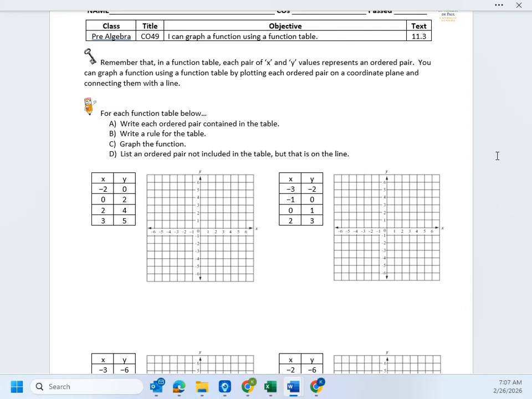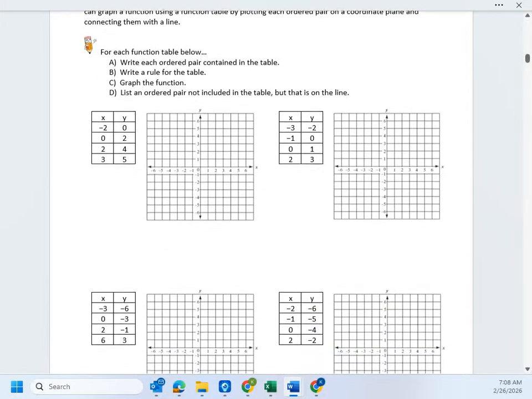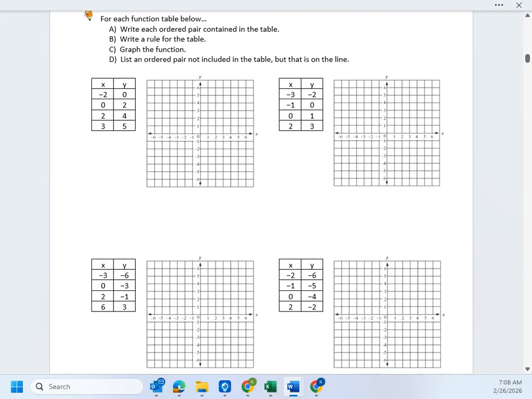Remember that in a function table, each pair of x and y values represents an ordered pair that we can graph on our coordinate plane. You can graph a function using a function table by plotting each ordered pair on a coordinate plane and connecting them with a line. Remember that lines have arrows on the end because they go on forever. So if we're drawing a line, make sure you put the arrows on. It is not a segment. Remember, that's different.